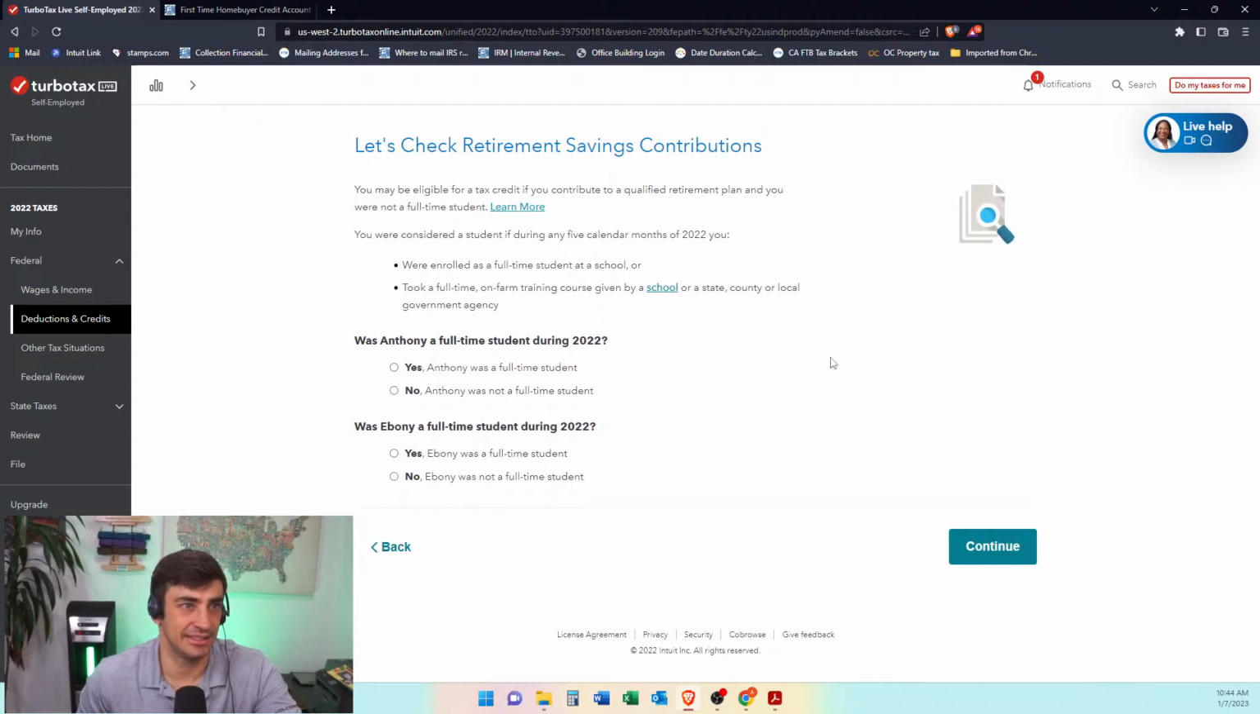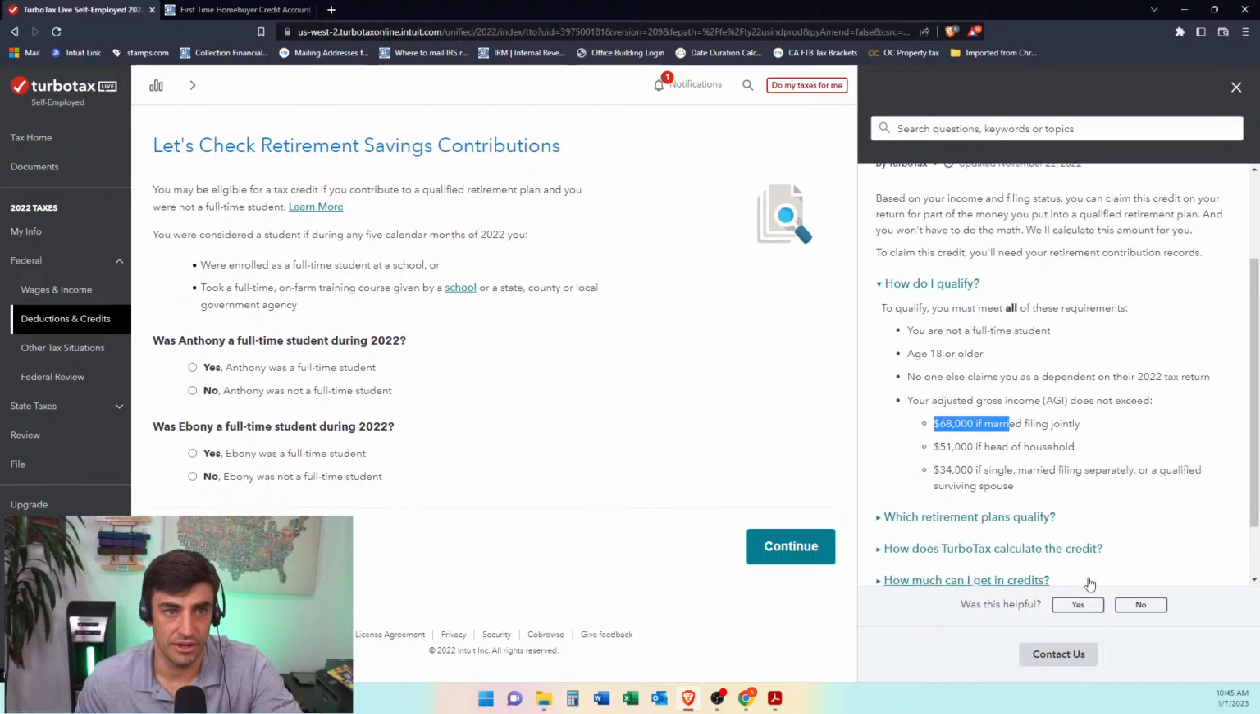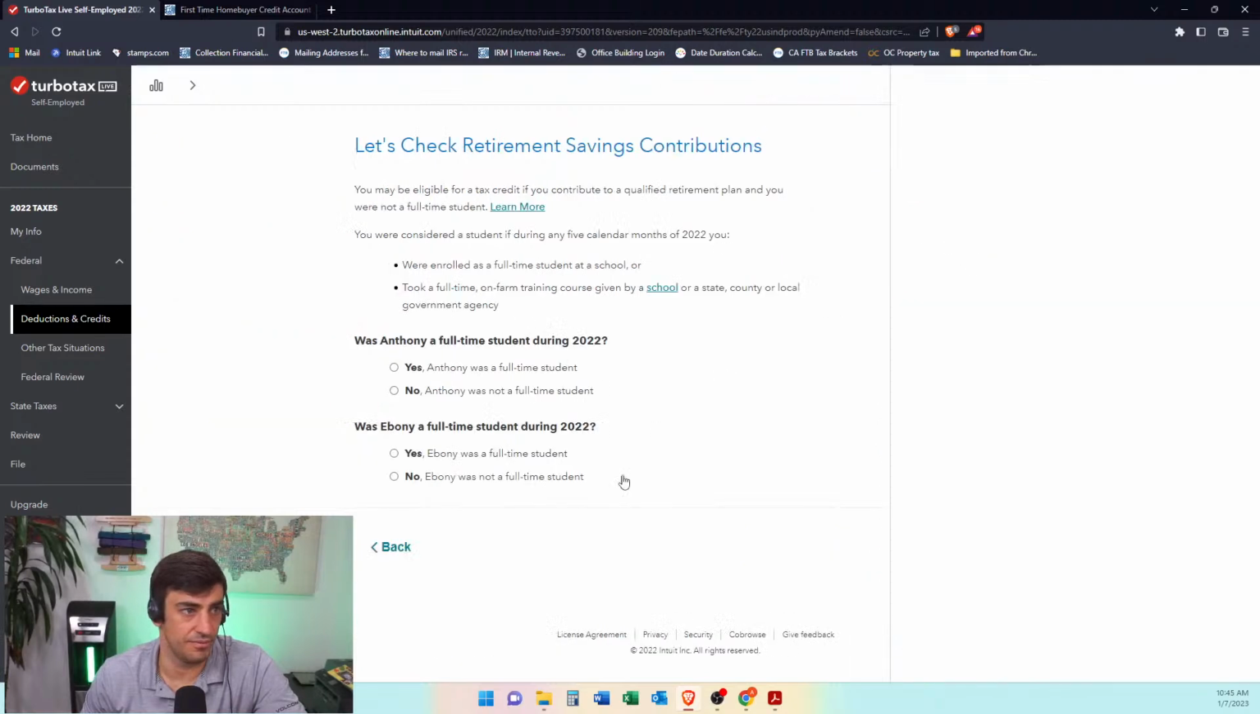Retirement savings contribution. Essentially there's an income limit if you earn under a certain amount, and I don't know the details on this. I'd have to learn more. How do I qualify? There they are right there. If your AGI, gross income, is less than that, and you did contribute to a retirement account, like a 401k, IRA, etc., you'll get a credit. The IRS essentially will give you money because you did that. So that's pretty cool. TurboTax will probably calculate this for you.